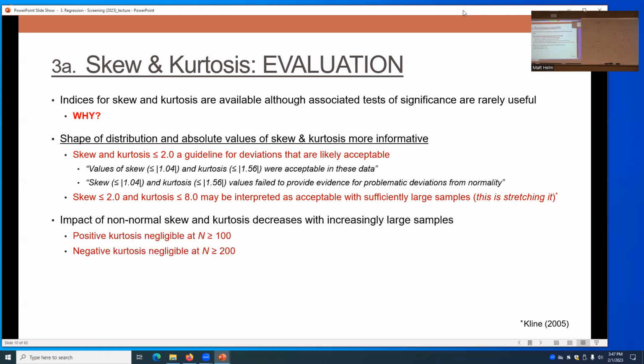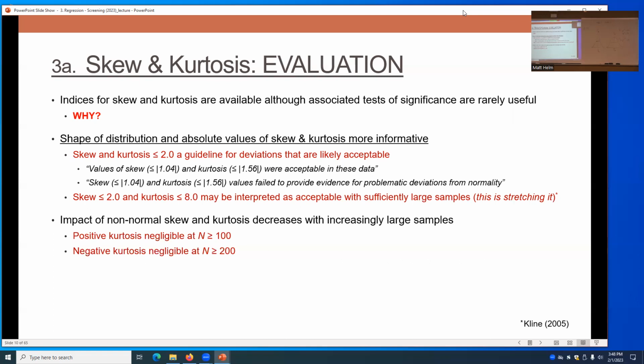Again, if we look at Tabachnick and Fidell, talking about the impact of kurtosis, positive kurtosis, which is our skinny top and flat tails, is negligible for regression in most of our continuous models at about 100 participants. Negative kurtosis is kind of blocky. Once we get into samples above 200, we probably don't need to worry about that too much.